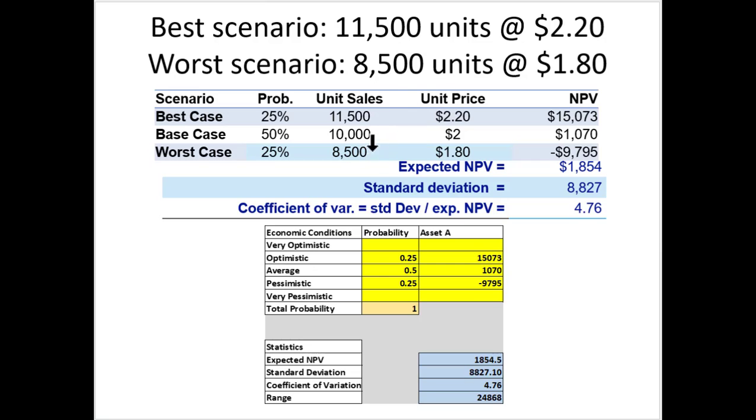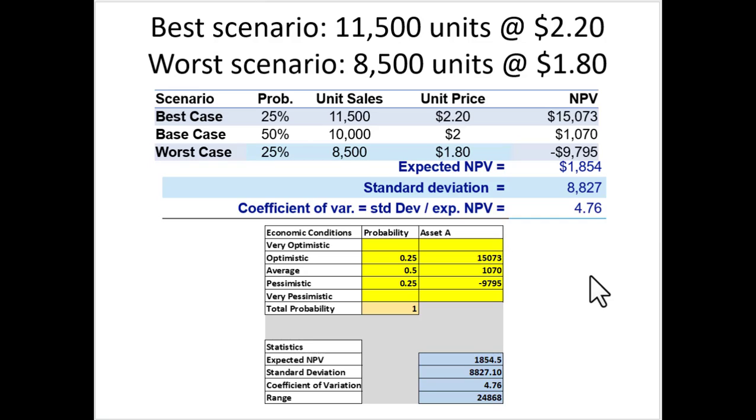Now, what is different from sensitivity analysis is we're now going to apply some probabilities. What's the chance that we'll actually sell 11,500 and have a price at $2.20? How does this affect net present value? So there's a 25% chance that if these two things happen, in a best case scenario, we'll make roughly $15,073 in net present value. If the worst case thing happens, we'd have a negative net present value.